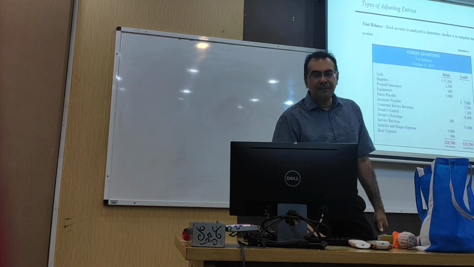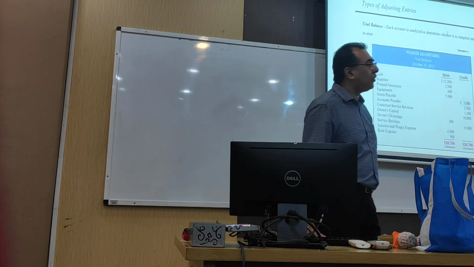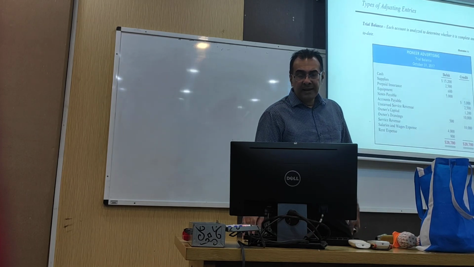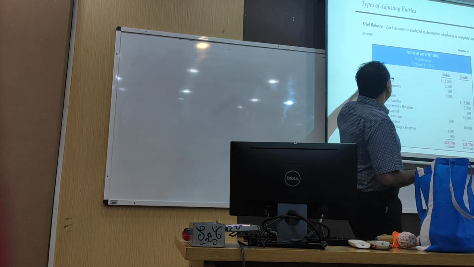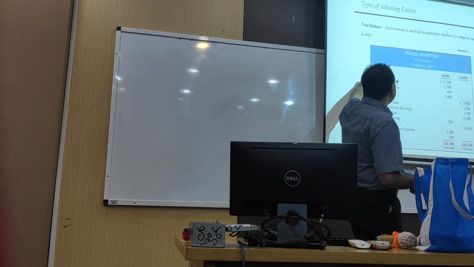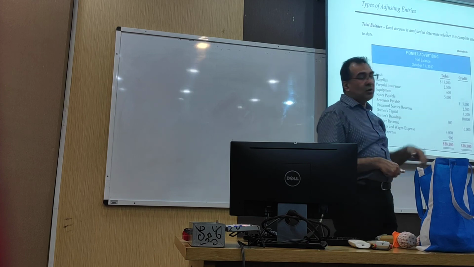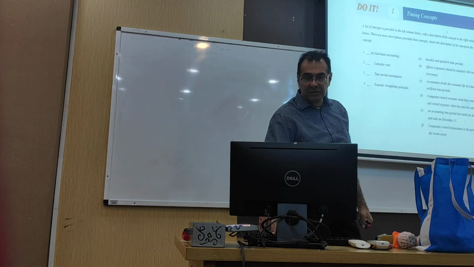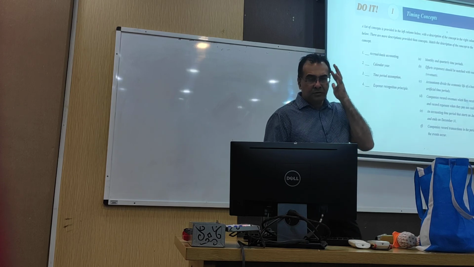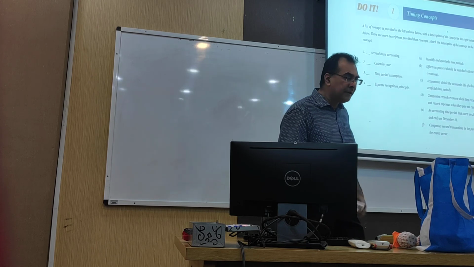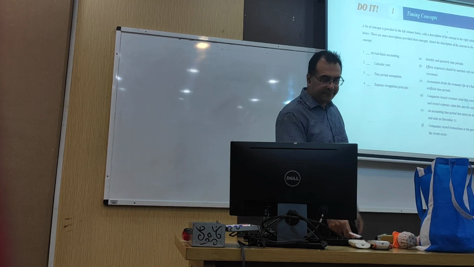Alright, so this is an example of a trial balance. I think you should already know that. After your adjusting entries, you can see some of the accounts that will be affected by adjusting entries will be what we are going to cover right now. So we start with some matching, to make sure you know how to match the items on the left with the items on the right.